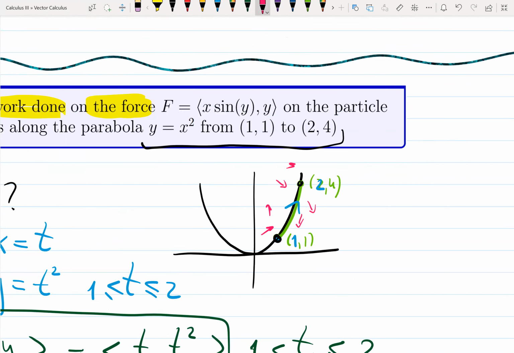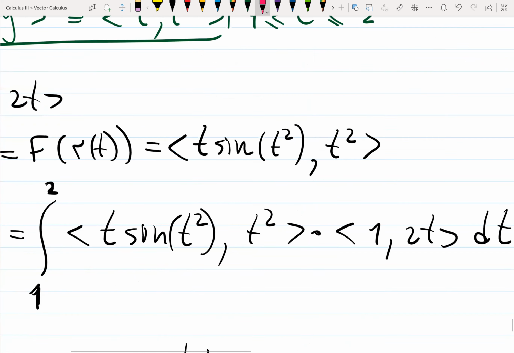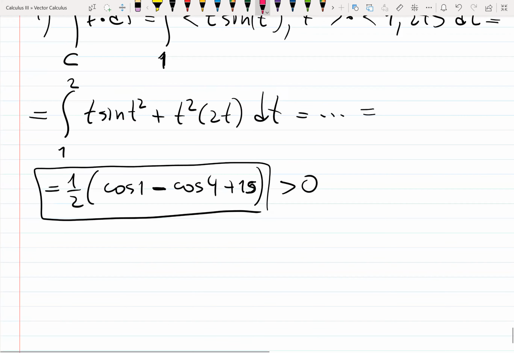So the particle was collecting all those arrows on the way, just like Sonic in the game collecting the rings. And apparently, since the number is positive, the field was actually helping the particle to move faster.